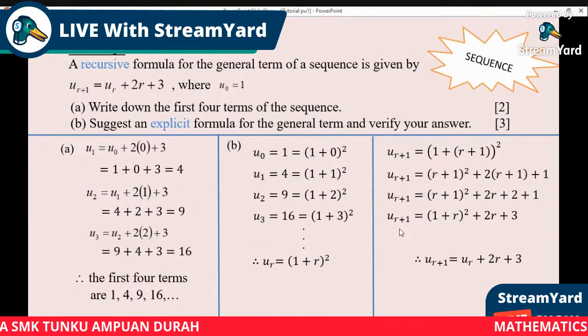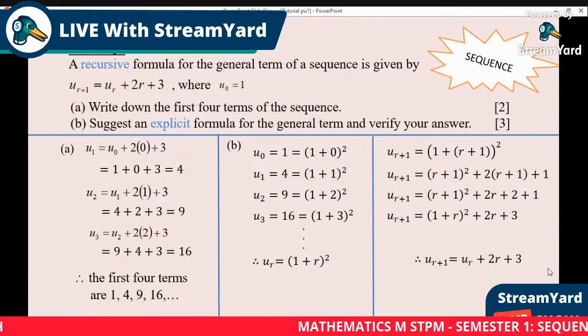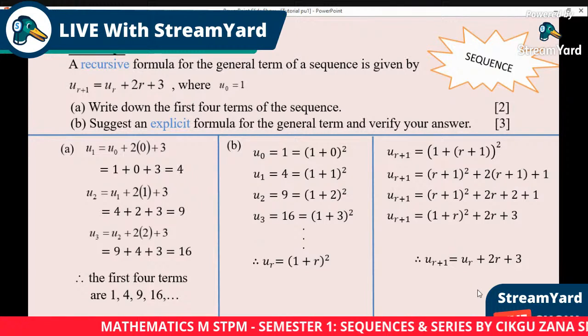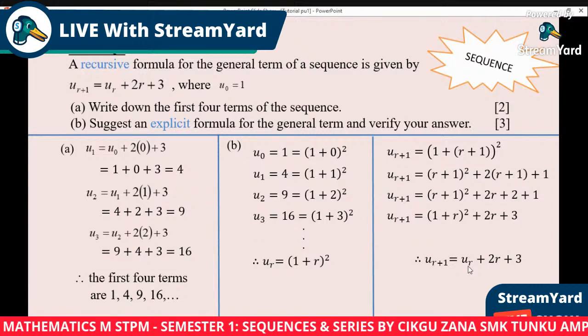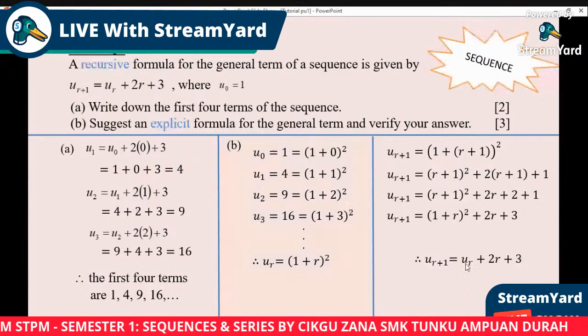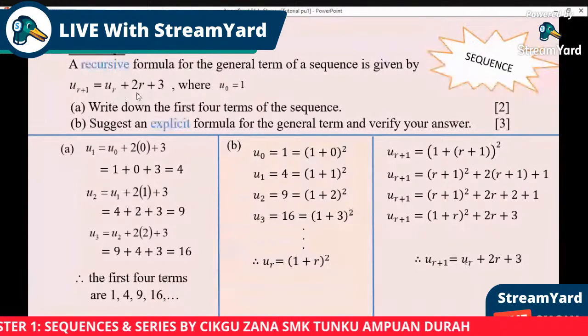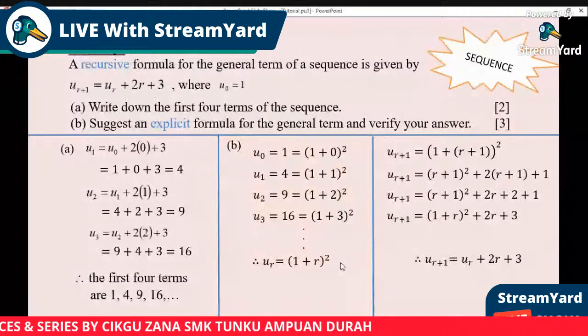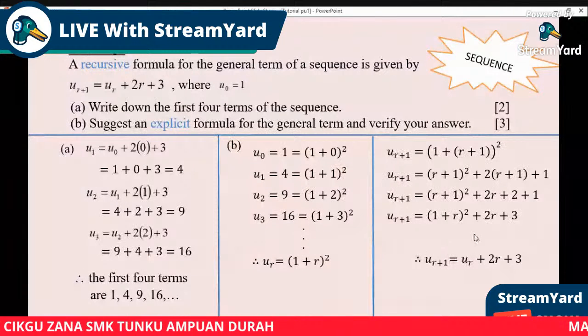Some students said r is 4, and they got U5, so they substitute r as 5 and get the answer. No, that is not the way to verify the formula. You have to prove that the r plus 1 term is the same as Ur plus 2r plus 3. This is what I wanted to highlight; many made mistakes here.